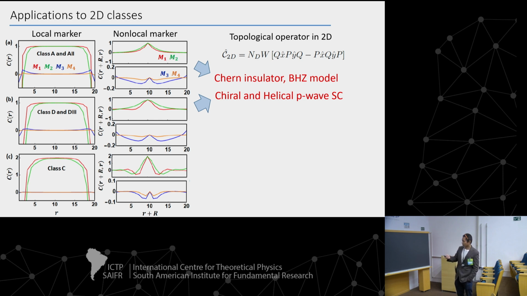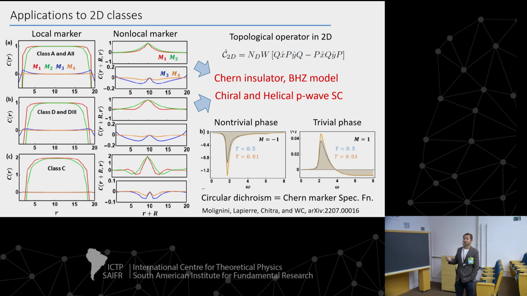Here I also wanted to mention that experimentally, as I briefly mentioned to Gabriel, we propose what is called the Chern marker spectral function, or if you spatially average it, the so-called Chern number spectral function. Namely, the prediction is that the circular dichroism as a function of frequency of these materials, integrated over frequency, should be a quantized integer.